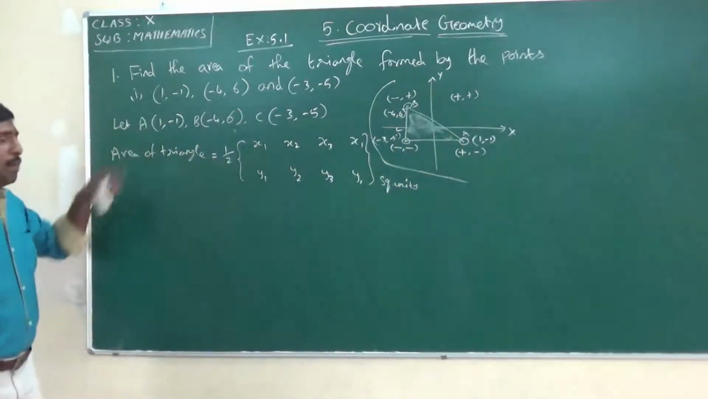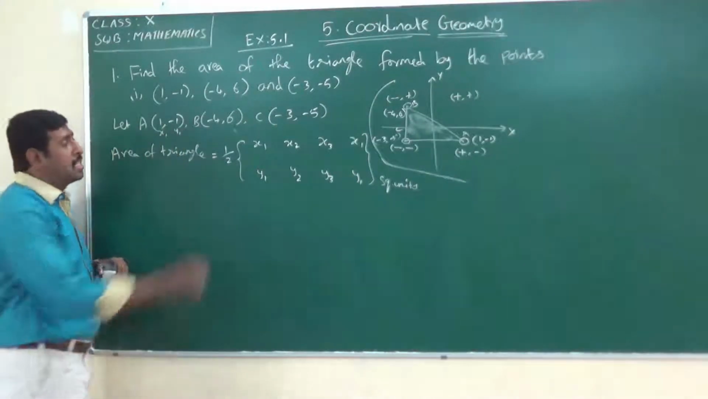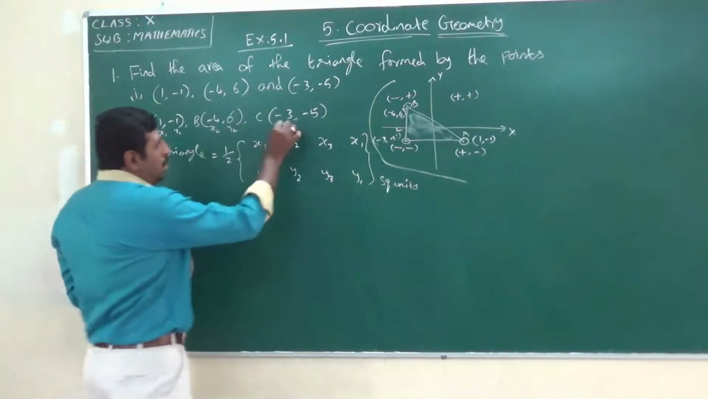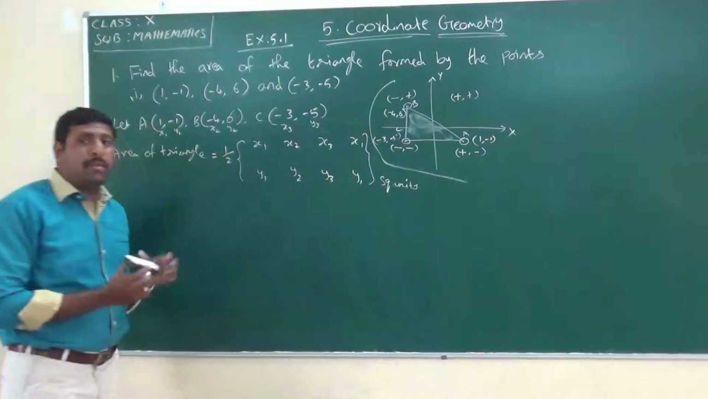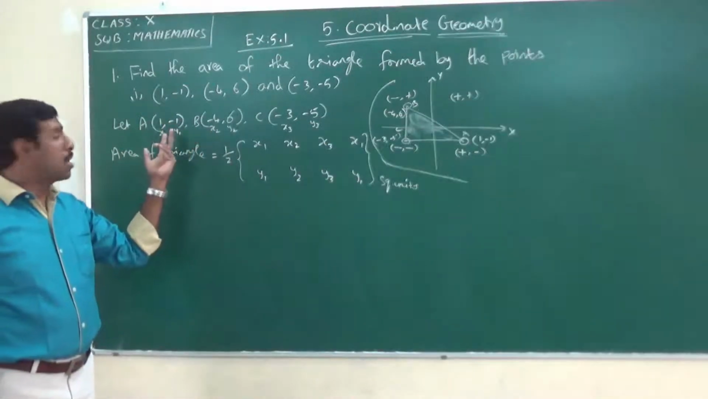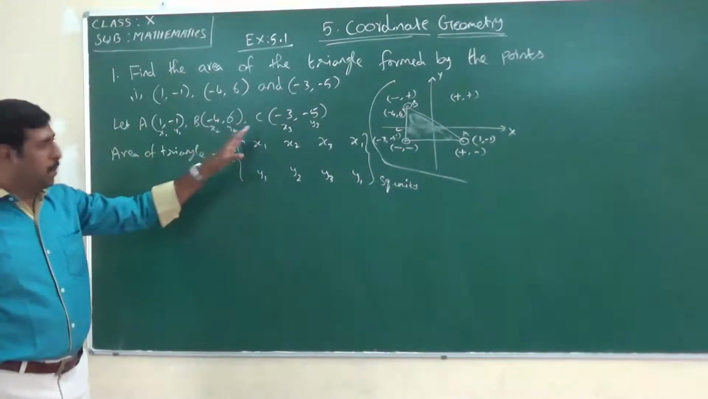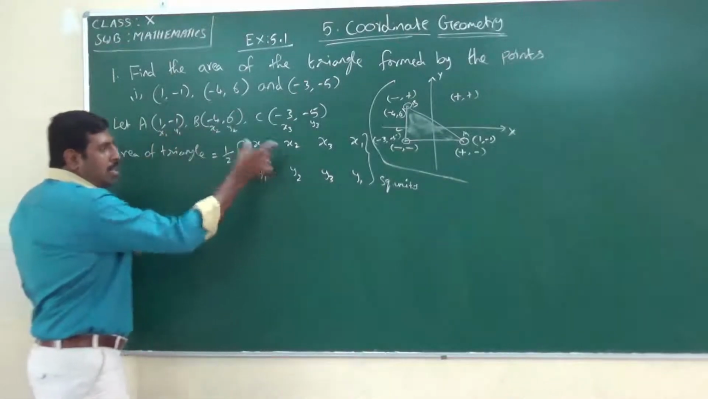Now the first point we take as x1, y1, the second point as x2, y2, and the third point as x3, y3. Here the given points are coordinate points. A combination of x and y is a coordinate point. So x1, y1, x2, y2, x3, y3. Now apply the values in the formula.